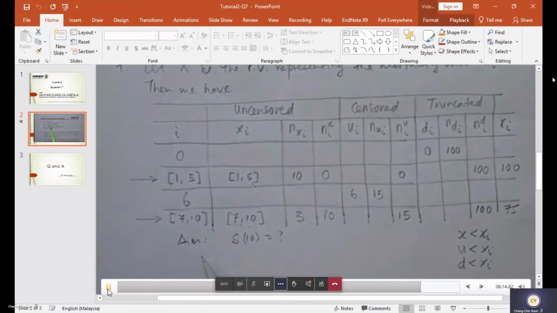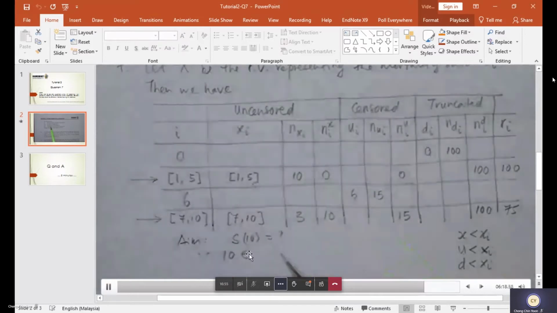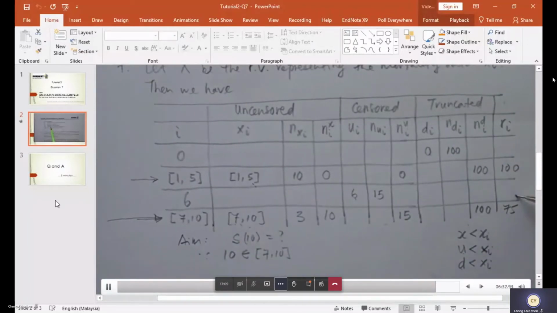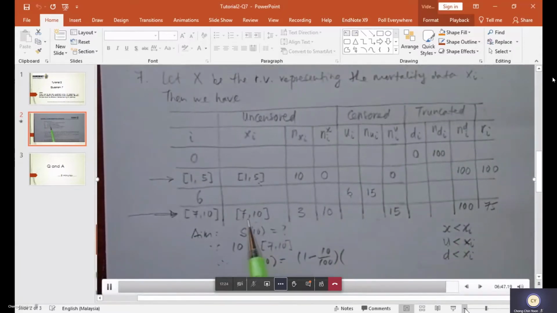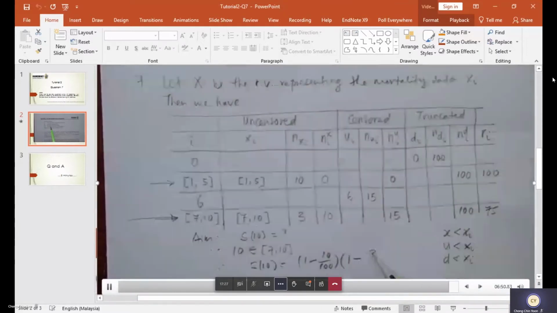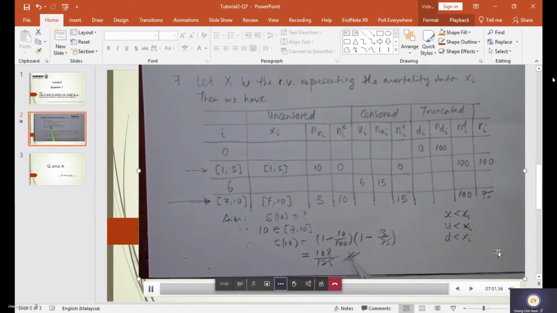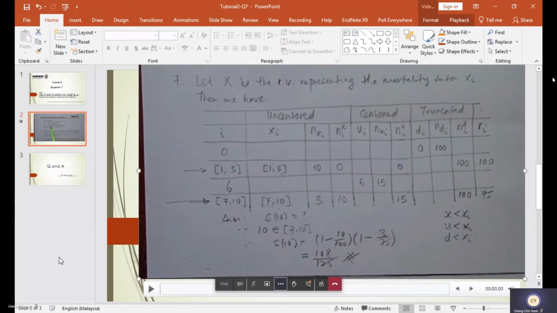Since 10 is inside the last group, therefore we consider the whole R set value. So this survival at 10 equals 1 minus 10 over 100, times 1 minus 3 divided by 75. So we will have 108 divided by 125.